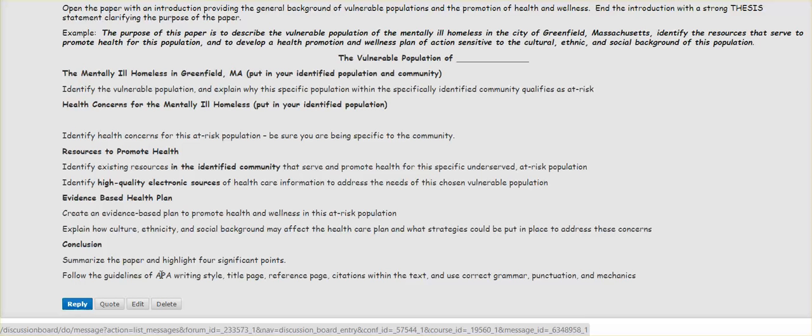Make sure you summarize the paper and highlight 4 significant points. Make sure you end with a reference page. A reference page is always a separate page. It never starts at the end of a paragraph that you're concluding with. It's always on a separate page. Make sure you're following APA formatting for the reference page. Make sure you're using in-text citations.